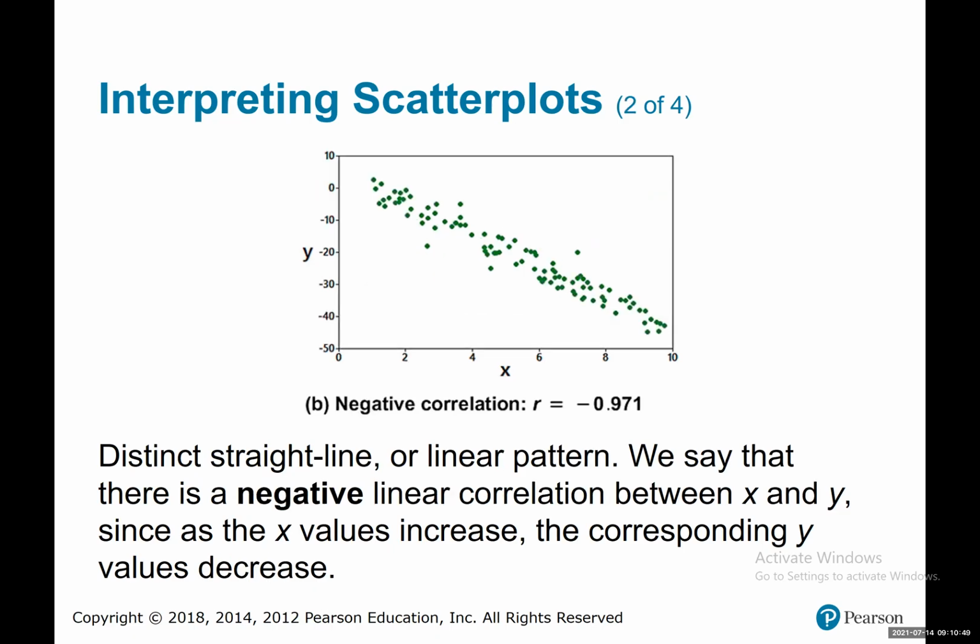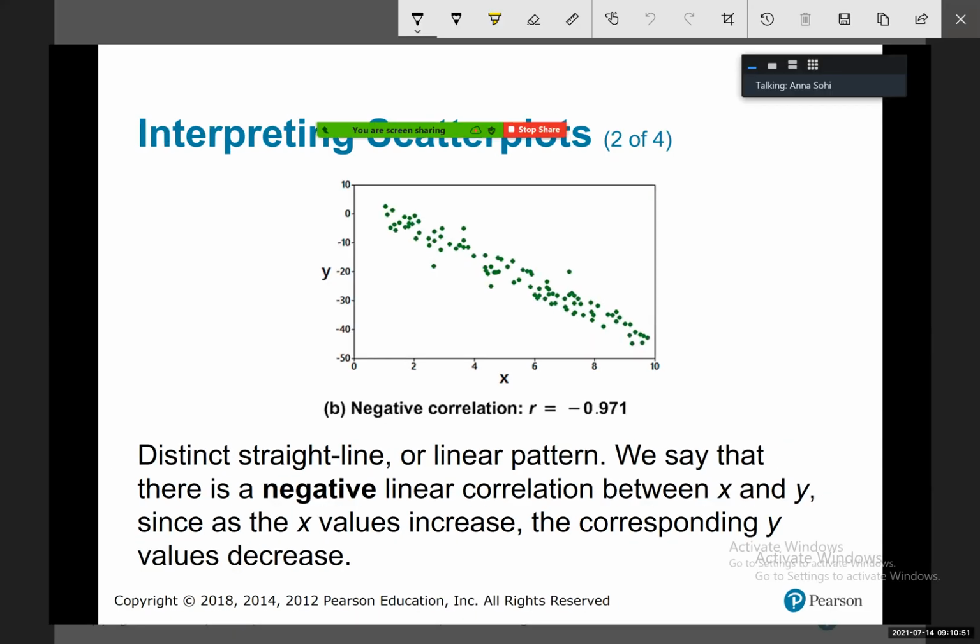And then this one is a negative correlation. And it's stronger than the previous one because it's even closer now to -1. So the closer to 1 or -1, the closer to strong correlation.